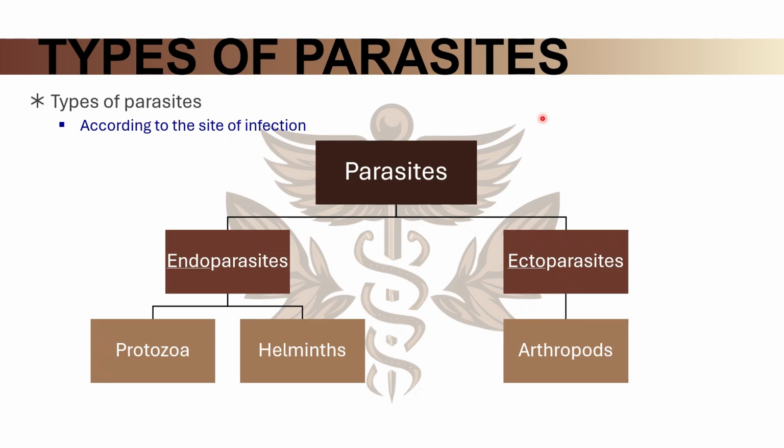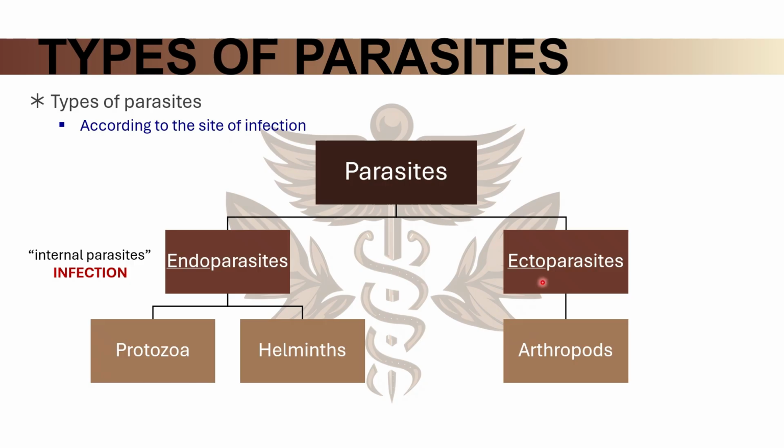The first one is according to the site of infection, meaning whether the parasite lives within the human's body or outside the human's body, meaning on their skin or hair. The Greek prefix endo means inside, from which we can establish that endoparasites live within the body. That's why they are also called internal parasites. When we describe the host-parasite relationship here, we say that the parasite has infected the human. Examples of endoparasites include protozoa and helminths, which we will talk extensively about in subsequent videos.